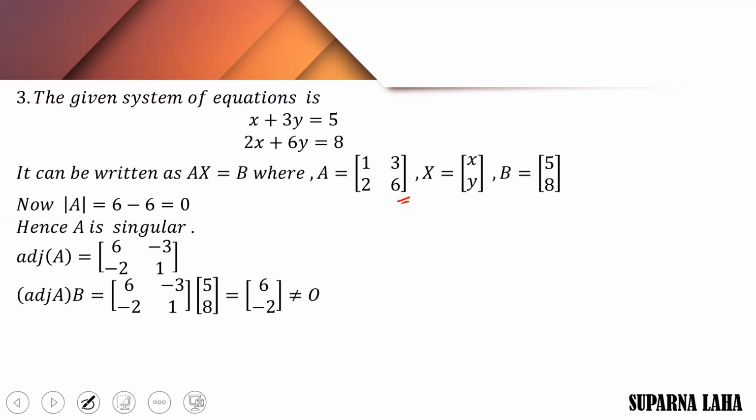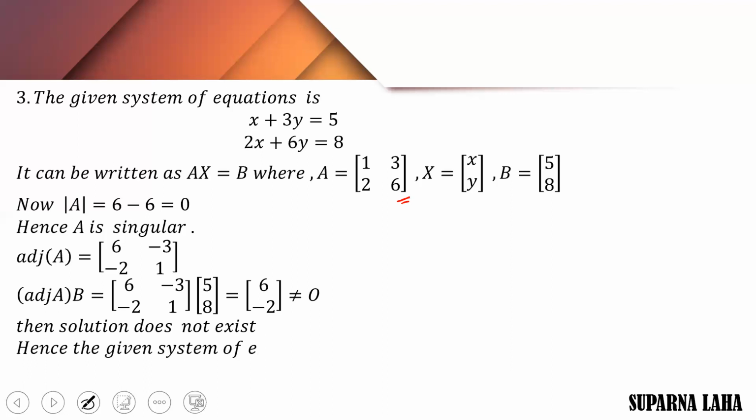Now adjoint into B, just multiply these matrices. Now look at that. The matrix is given by 6 minus 2, that means this is non-zero. And for the non-zero case, you know that the solution does not exist. It's confirmed that the solution does not exist. But if it is a zero matrix, then we need to check further whether it has infinitely many solutions or no solution, which you can easily check by its coefficients. Right? You know how to check; we have already learned. Hence, for the given system, write down the answer: it is inconsistent. So moving to the next question.